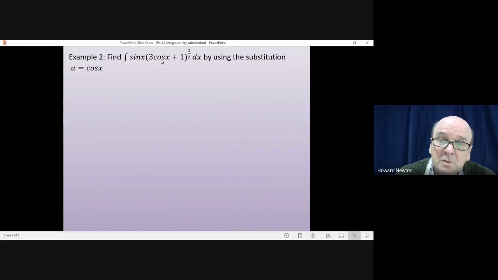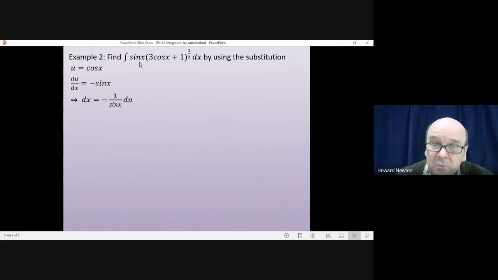So there's no problem with cos x. Cos x is u. We're going to be able to substitute in for that. Differentiating that gives us du by dx equals minus sine x, and rearranging that gives us dx is minus 1 over sine x du. So we can substitute in for the cos x here. We can substitute in for the dx. There is still an issue about what we do about the sine x.